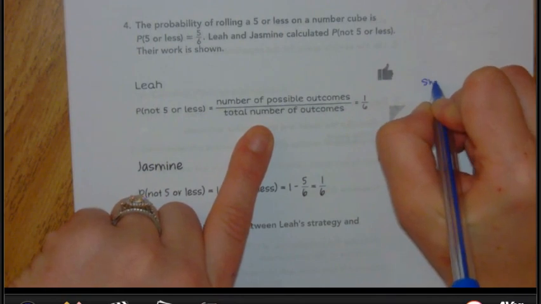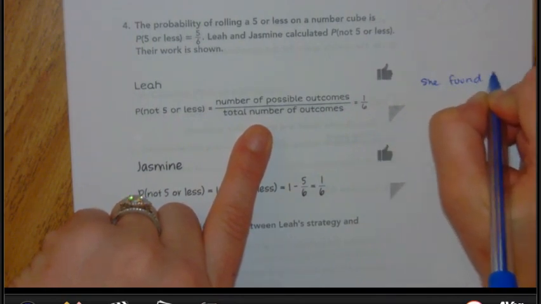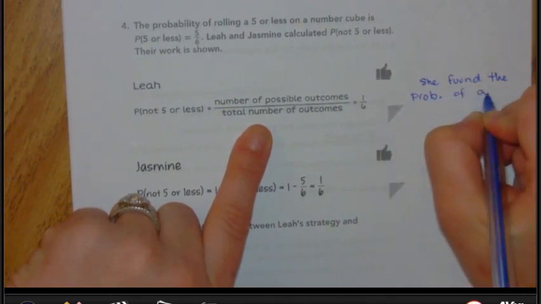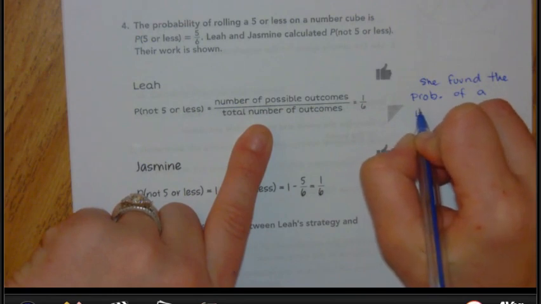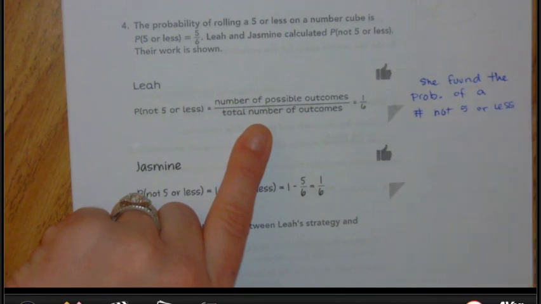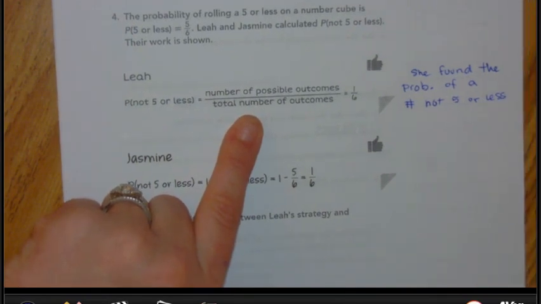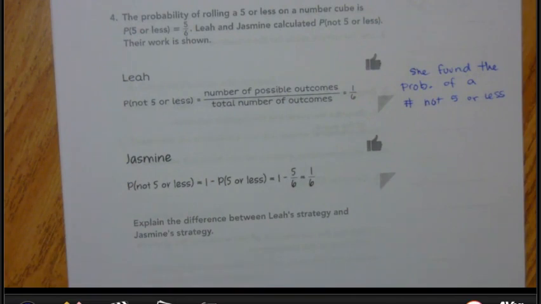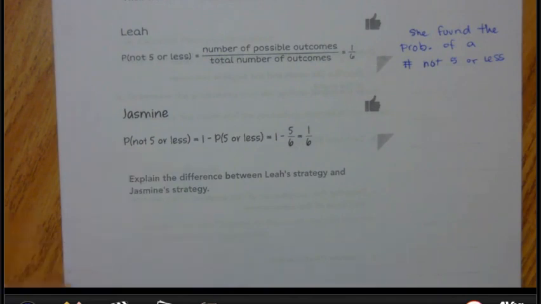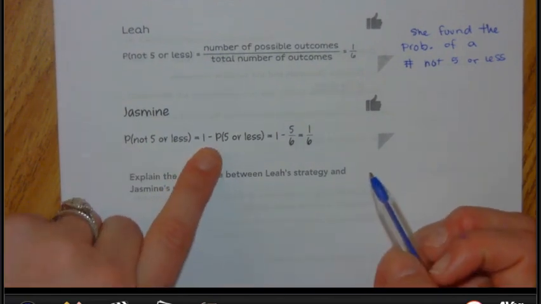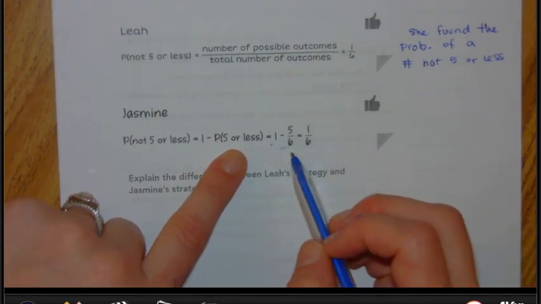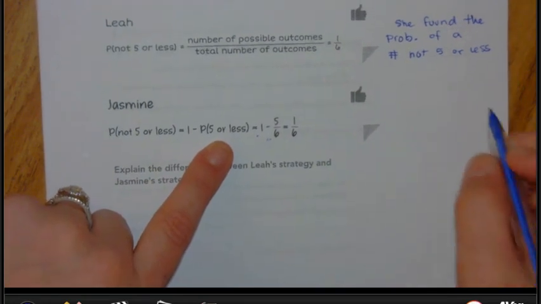So what Leah did is she found the probability of a number not 5 or less. She found her favorable over the total. Okay, let's look at what Jasmine did. Jasmine did probability of not 5 or less is equal to 1 minus the probability of 5 or less, or is 1 minus 5 over 6 to give me 1 over 6.